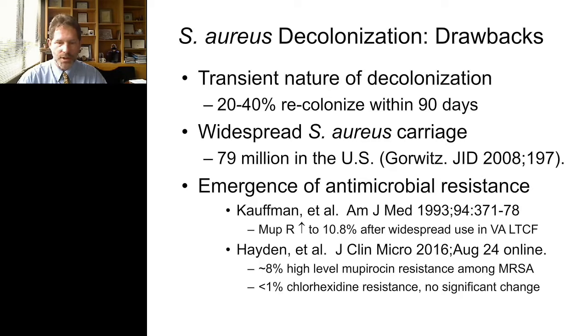And this is concerning because high-level mupirocin resistance, as many of you may know, is plasmid-mediated, so it can spread very rapidly. Chlorhexidine resistance is also something to be concerned about. In this study, they found a very low rate of detectable resistance in very few of the mutations that we associate with chlorhexidine resistance. However, I think we're still learning how to assess for chlorhexidine resistance. There's really no standard approach to doing susceptibility testing. So these reasons, the transient nature of decolonization, the widespread nature of Staph aureus carriage, and the possible emergence of resistance, those are reasons why we don't try to seek out every staph carrier to decolonize them.